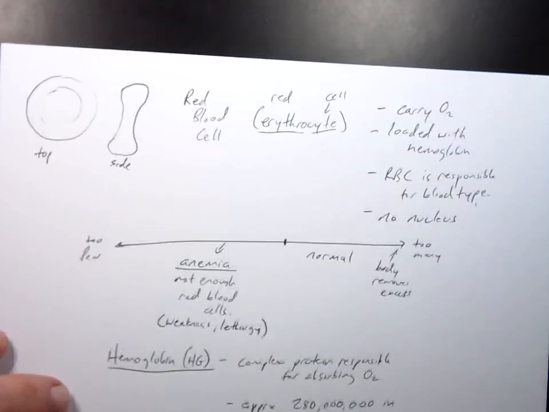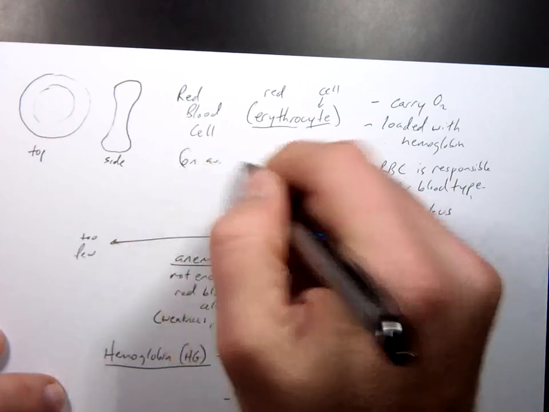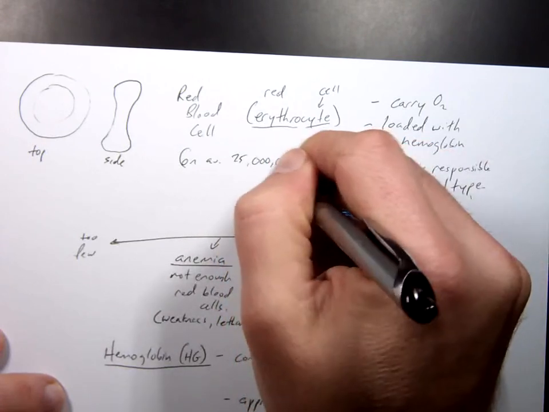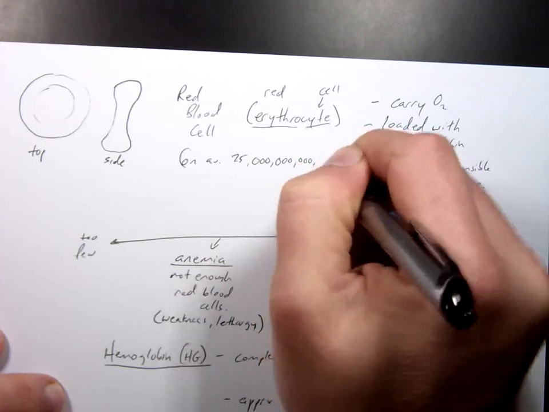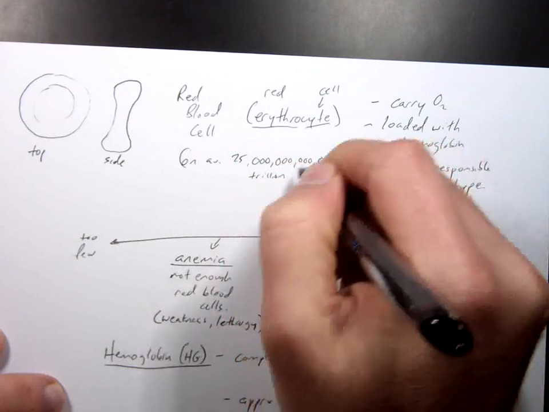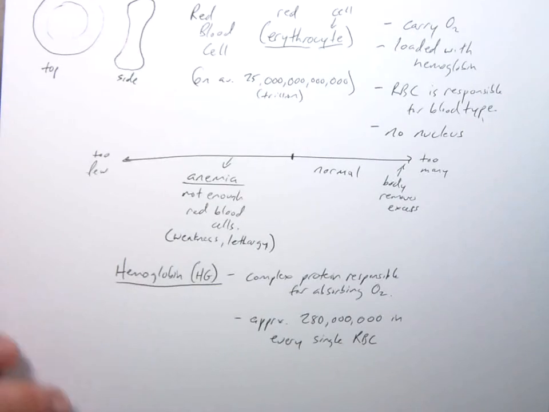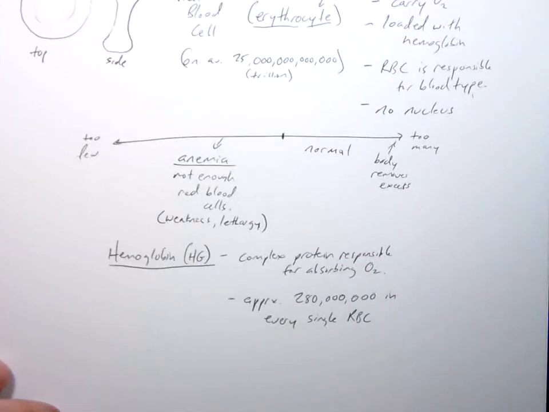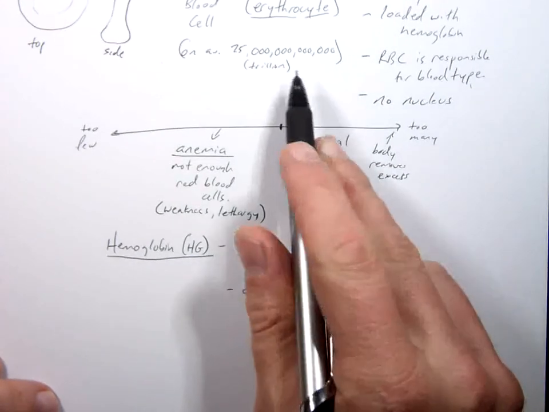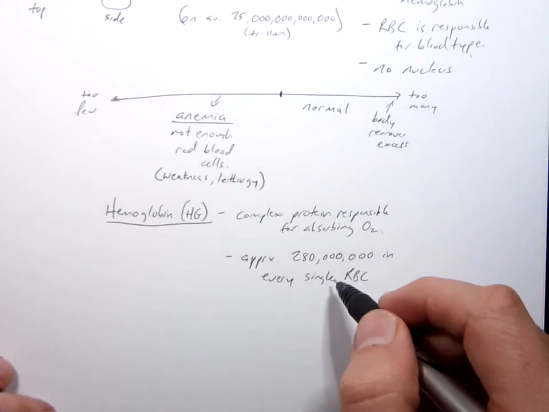Let's go back up to the top of this so I can show you this number. On average, 25 trillion of these. So that would be 1,000, million, billion, trillion, 25 trillion, in the average person. And again, the average person has about 5.6 liters of blood, but it varies from person to person. So some people are going to have way more than that too. And each and every one of those 25 trillion cells is going to have 280 million hemoglobin molecules in it, each of them absorbing oxygen.